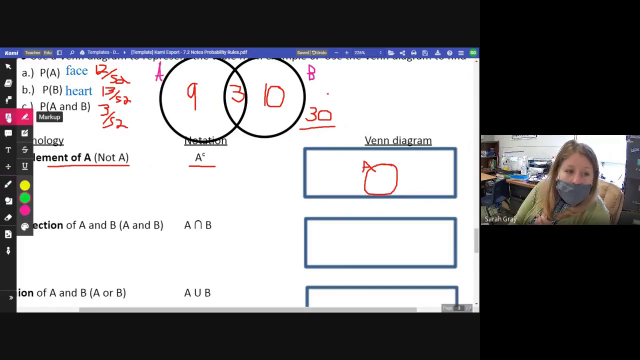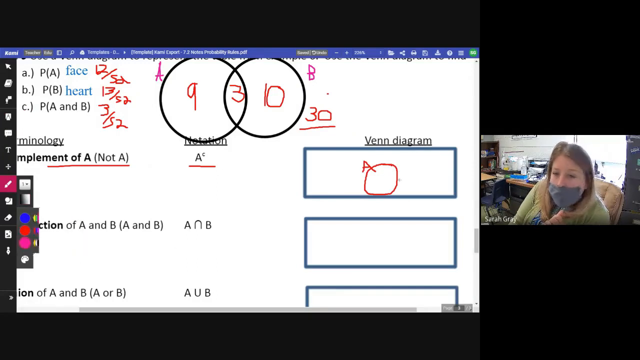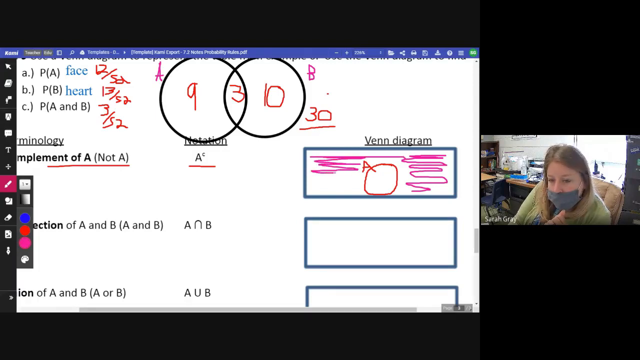So I want you to use your highlighter. My highlighter doesn't work on this computer, but you're going to shade in everything that's not in the circle. The what button doesn't work? The highlighter doesn't work on the PC because I don't have a touch screen.